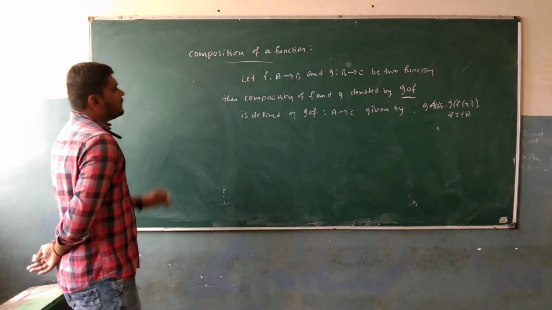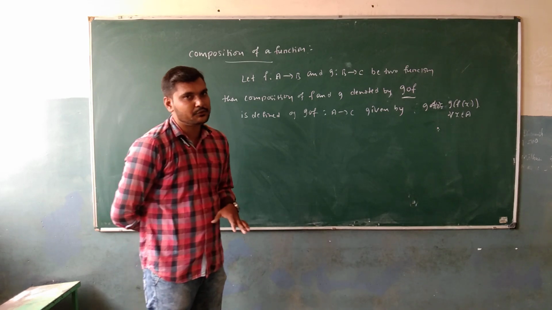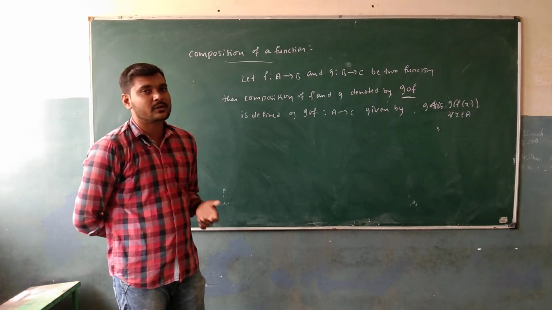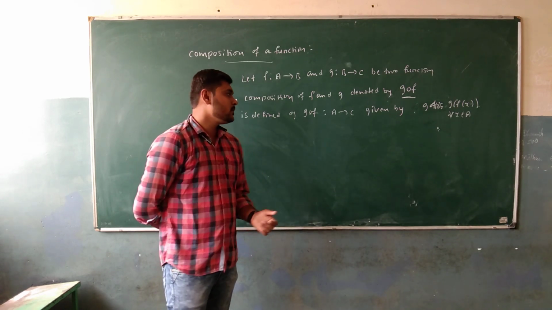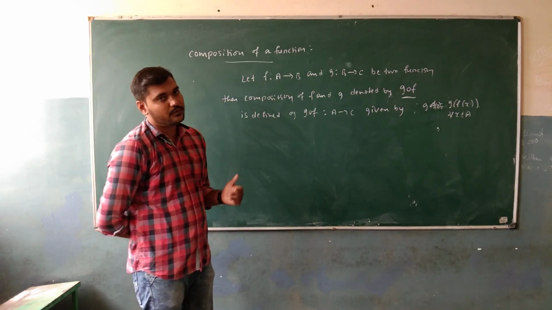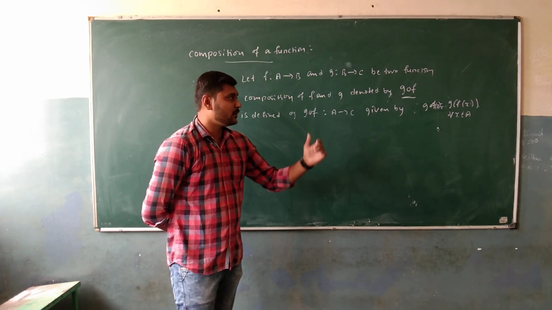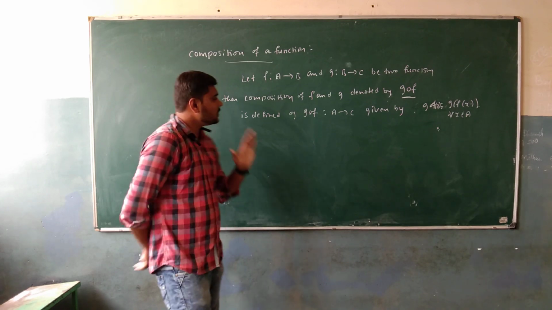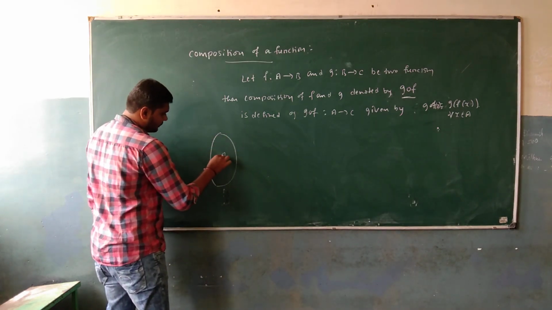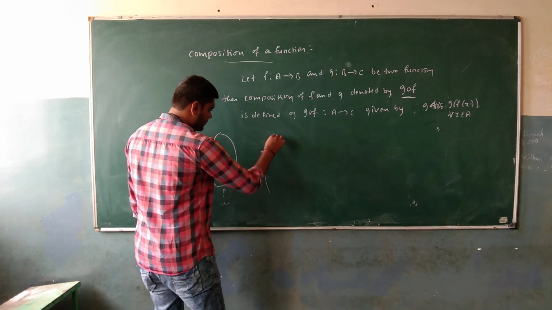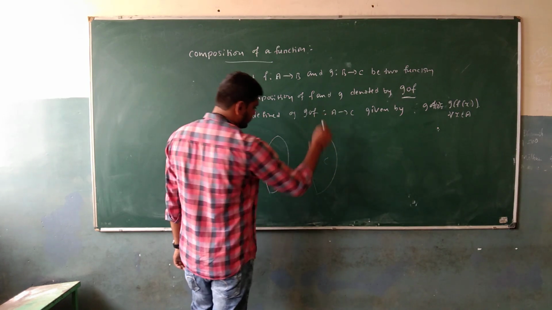Observe here: let f from A to B be the first function and g from B to C be the second function. These f and g are the two functions. Then the composition of f and g, denoted by gof, is the function defined from A to C, given by gof of x is equal to g of f of x for all x belongs to A. Now the concept is stated there. This is going to be the set A, this is the set B, and this is the set C.